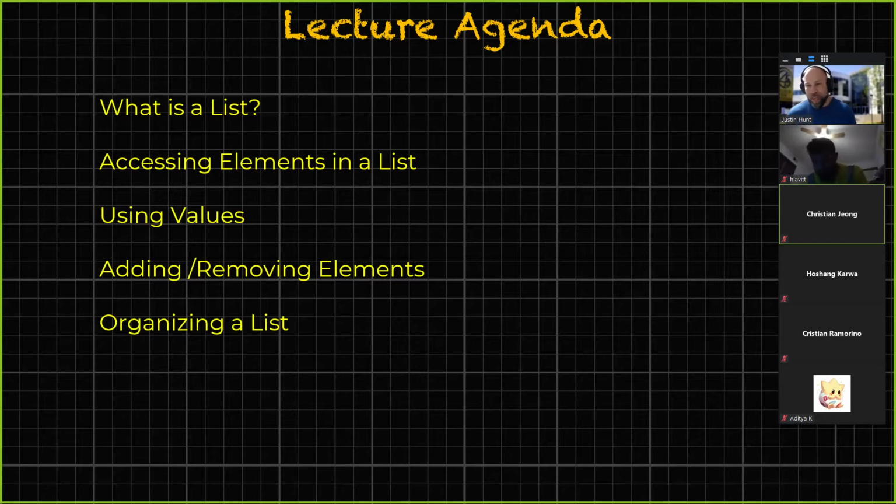There are multiple types of collections in Python, but we are going to look at the first one, which I think will probably be the most useful to you immediately, which is the list. So, our agenda for tonight: what is a list, how we access elements in a list, how we use the values that we've saved in a list. We're going to talk about adding, removing, and modifying lists and organizing lists.